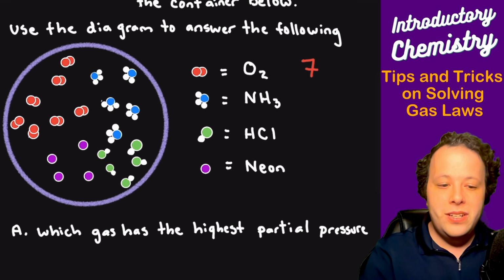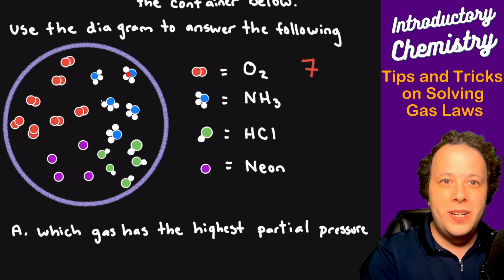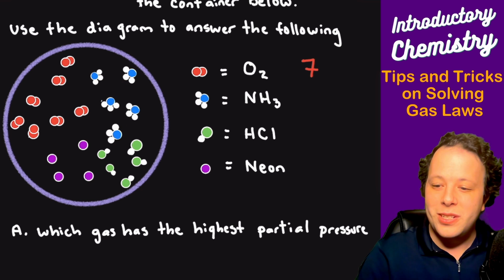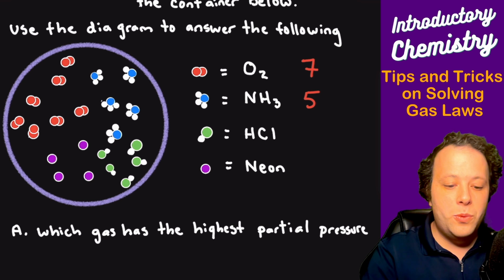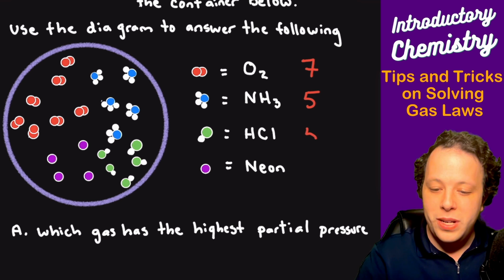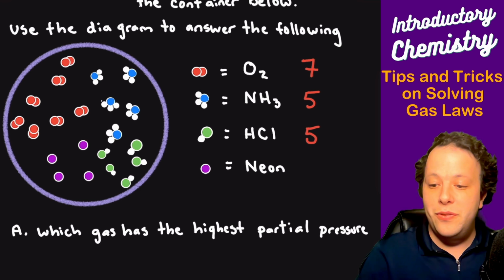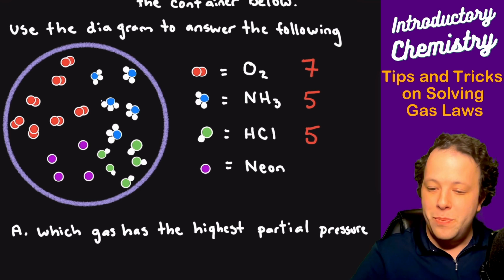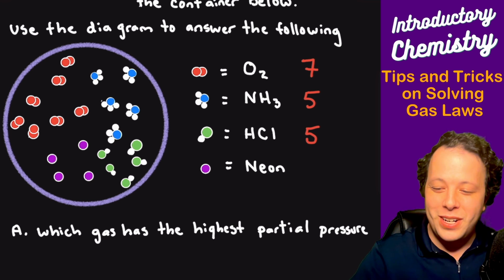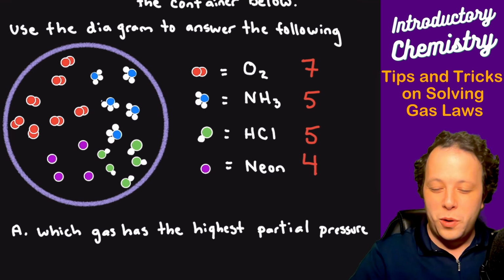For nitrogen, or ammonia, we have 1, 2, 3, 4, 5. So we will put a 5 here. For HCl gas, we have 1, 2, 3, 4, 5 as well. And then neon, which is our purple, we have 1, 2, 3, and 4 orbs in our molecule here.